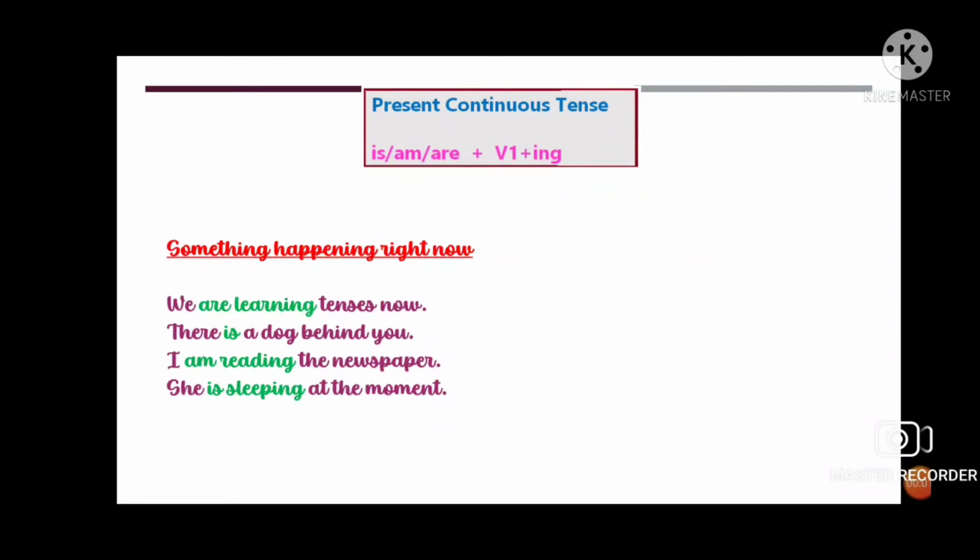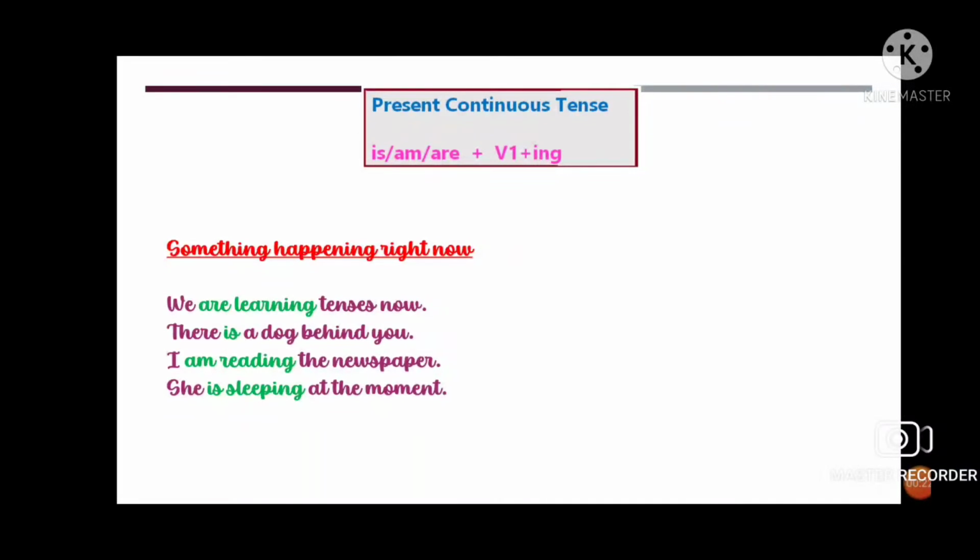Coming up next, present continuous tense. It takes the form is, am, are plus V1 plus ing. We use this to mention something happening right now. Whatever is happening right now always comes under present continuous tense. Examples: we are learning tenses now. There is a dog behind you. I am reading the newspaper.